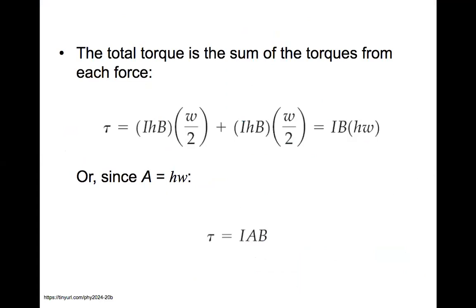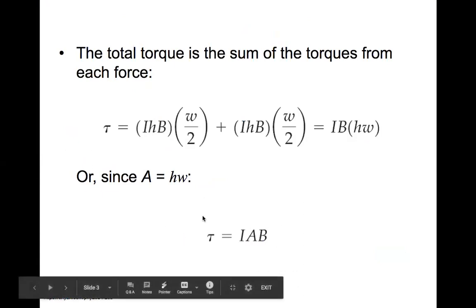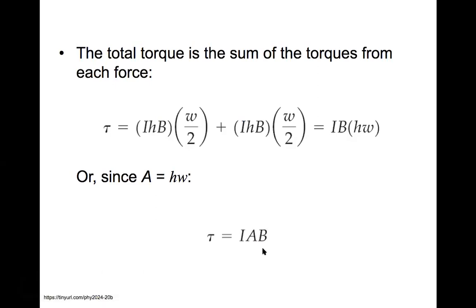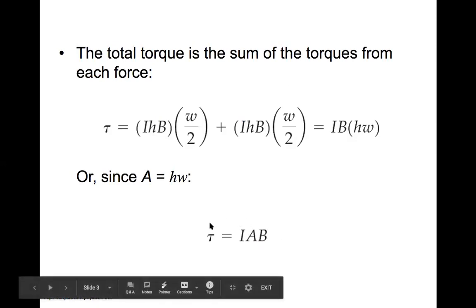We actually derived the torque, but we'll just look at the final conclusion here. The torque on the loop is equal to the current the loop carries times the area of the loop times the magnetic field strength. That's the total torque when the loop lies in the same plane as the magnetic field.